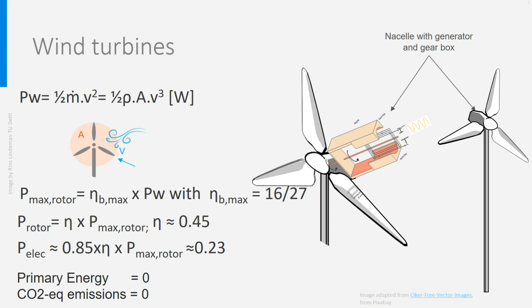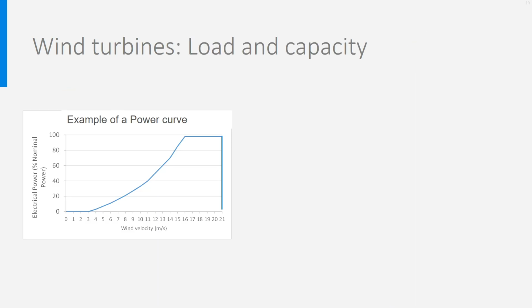Be also aware that the larger the height of a turbine, the higher the wind velocity and the more power it can produce. A wind turbine is designed to achieve a maximum power from a certain wind velocity. Below this velocity, the turbine will work in partial load. Above a certain velocity, 20 meters per second in the figure, the turbine would be stopped.